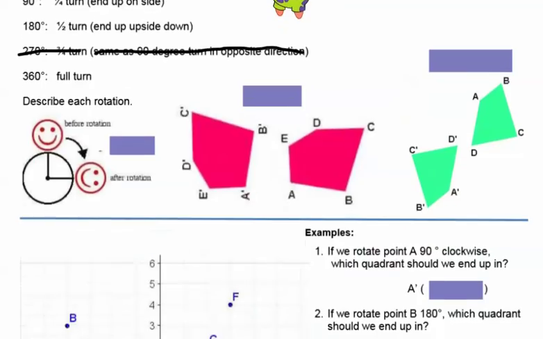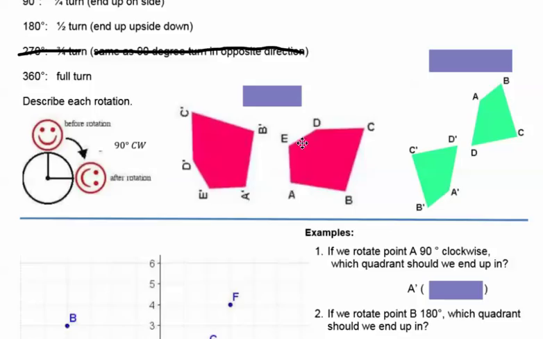All right, let's look at some other objects if we were to rotate them. So we want to describe the rotation. Now we can tell that this smiley face got rotated because it turned. If we look, it's on its side, so that means it is a 90 degrees turn, but did we go to the right or to the left? To the right, so it's going to be clockwise, 90 degrees clockwise.